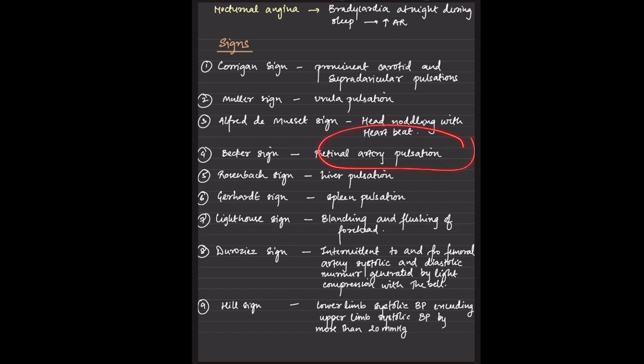Becker sign, that means there is retinal artery pulsation. I have remembered it with RR. Okay. Rosenbach sign, that means there are liver pulsations. Gerhardt sign, that is spleen pulsations. Lighthouse sign, that means there is blanching and flushing of the forehead.